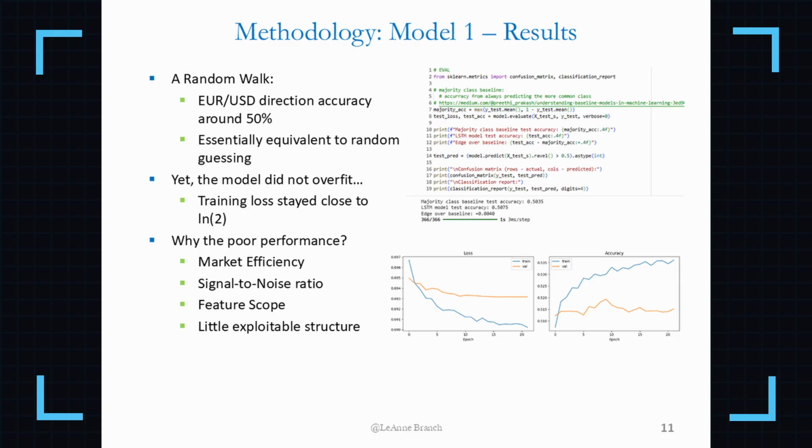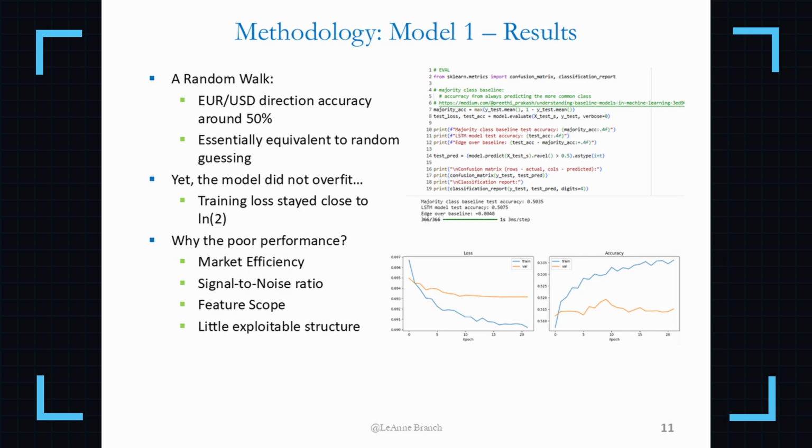The results here were less than ideal, which is actually to be expected, and I'll explain why in a second. Euro-dollar direction accuracy only worked out to be around 50%, which was pretty much random guessing. So is the market going to go up or down? There's pretty much a 50% chance of getting that question right. Yet the model didn't really overfit, so training loss stayed close to ln 2.